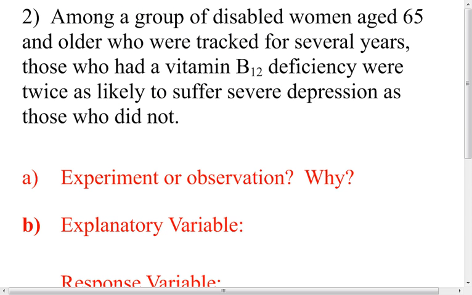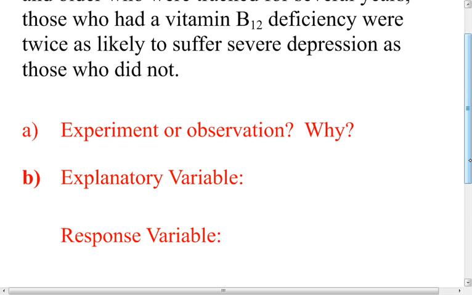Here's another one. Among a group of disabled women ages 65 and older who were tracked for several years, those who had a vitamin B12 deficiency were twice as likely to suffer severe depression as those who did not. So on this particular one, they didn't give them any treatment. They didn't assign them a group, a task to do, a treatment to get, or a medicine to take or anything. They just looked at these women and measured their B12 and then determined if they had depression or not. So this is an observation because no treatment was imposed.